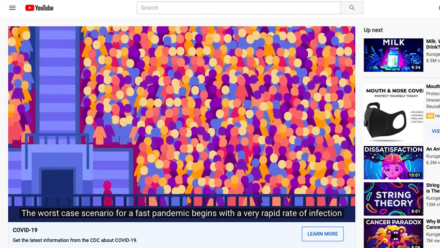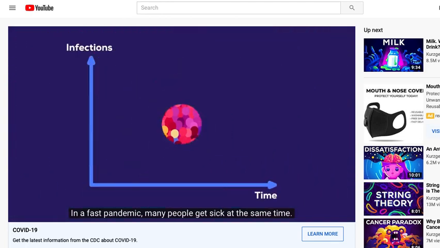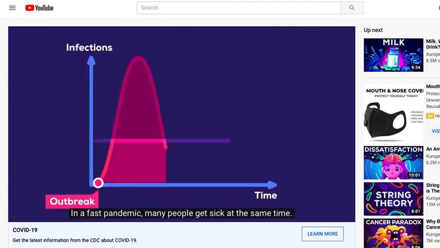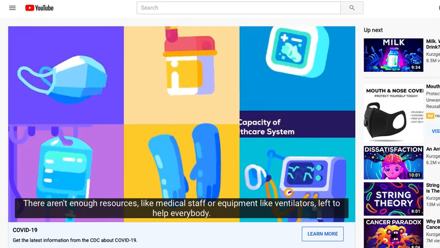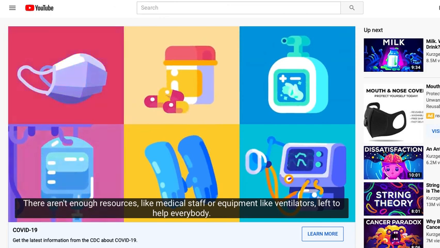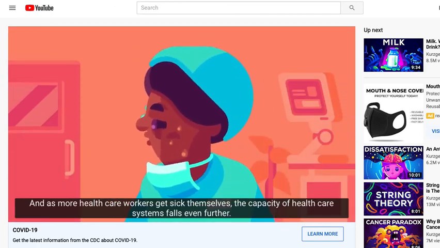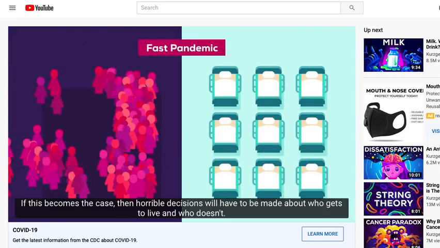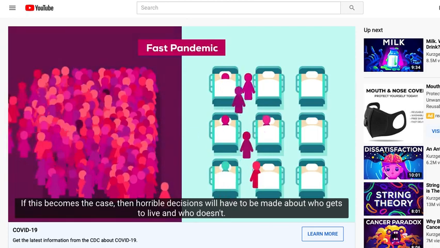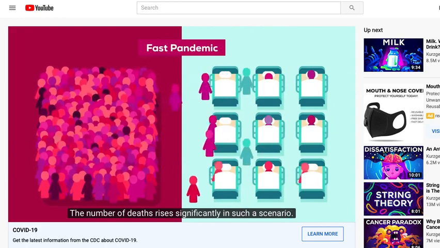The worst-case scenario for a fast pandemic begins with a very rapid rate of infection because there are no countermeasures in place to slow it down. Why is this so bad? In a fast pandemic, many people get sick at the same time. If the numbers get too large, healthcare systems become unable to handle it. There aren't enough resources like medical staff or equipment like ventilators left to help everybody. People will die untreated. And as more healthcare workers get sick themselves, the capacity of healthcare systems falls even further. If this becomes the case, then horrible decisions will have to be made about who gets to live and who doesn't. The number of deaths rises significantly in such a scenario.